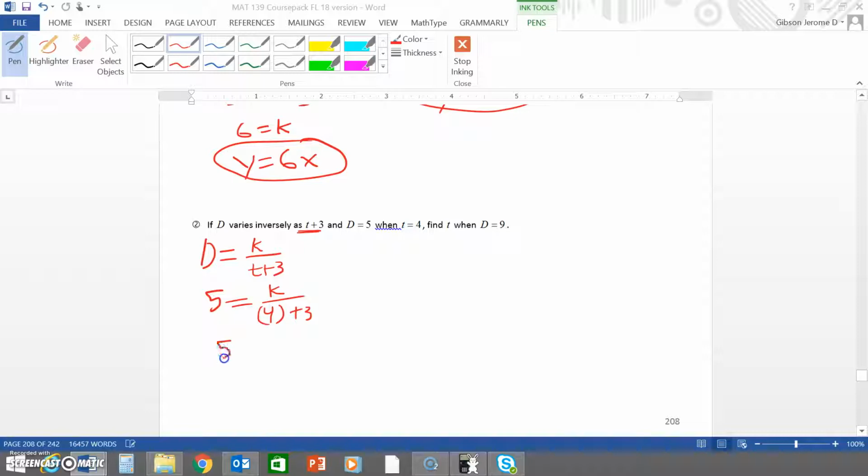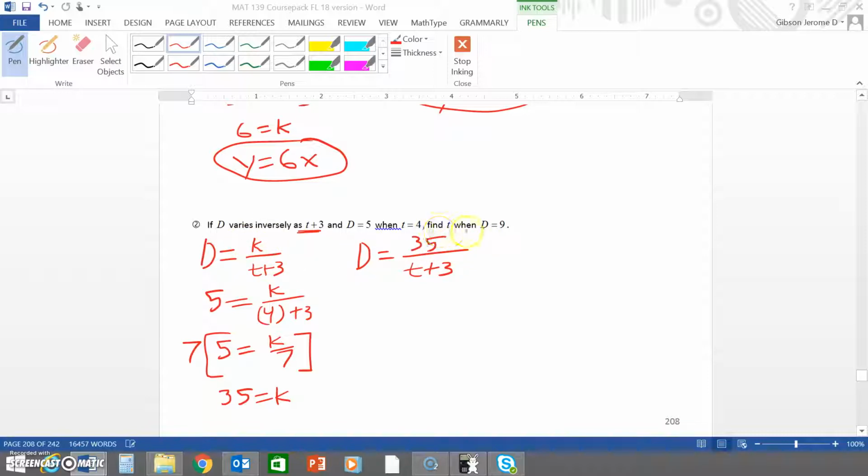So now we're going to solve for k. So we have 5 is equal to k over 7. Now we have to get rid of that 7 from the denominator, so we'll multiply everything by 7. 7 times 5 is 35. These 7s will simplify out and leave you k. So now d is equal to 35 over t plus 3, because 35 represents k now, and k is a constant.